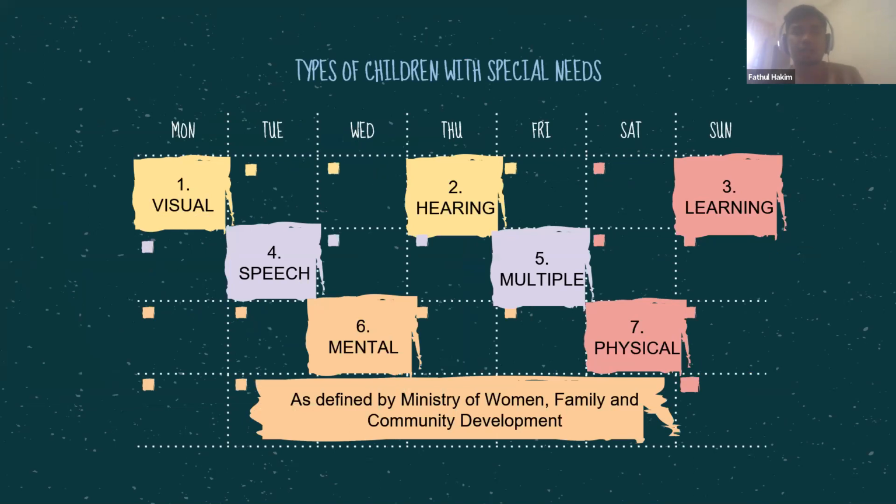So what are the types of children with special needs? First is visual. Second is hearing, those who have hearing impairment. Third, learning disability. 4, speech disability. 5, there is multiple disability. What is meant by multiple? That maybe the person has 2 or more disabilities. 6, mental disability, and 7, physical disability. These types of children with special needs are defined by the Ministry of Women, Family and Community Development.